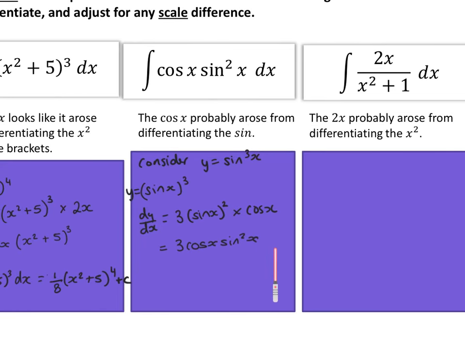So I know then that the integral of cos x sine squared x dx is actually going to be what I considered, but divided by 3, because I only want 1 lot of it. So I'm going to get a third of sine cubed x plus c.